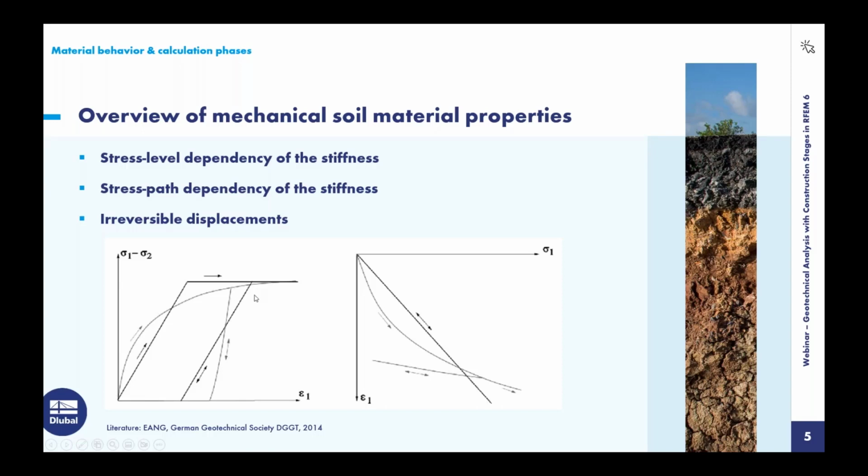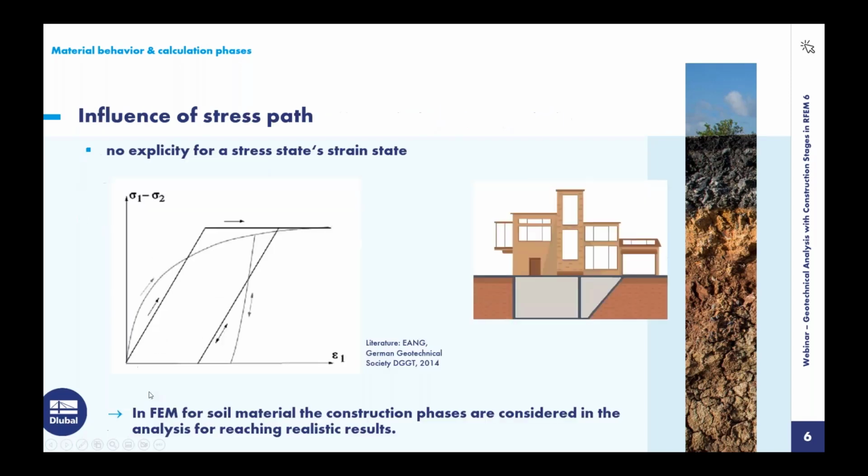Okay, so what follows from these properties is that we don't have explicitness for a stress state and strain state. For one stress state, there is no clear, explicit strain state. Yes, and I want to show this with this graphic.